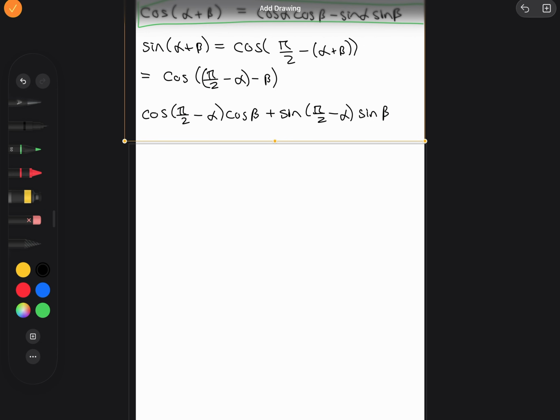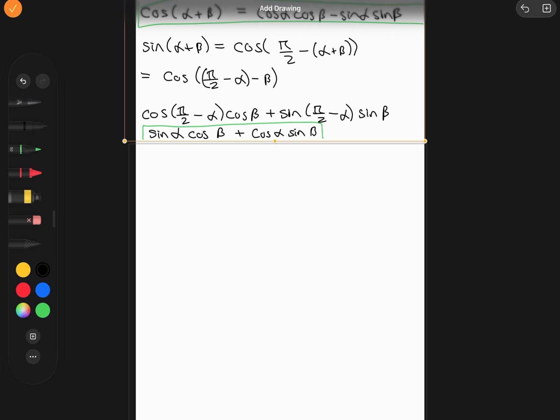And now what we can do is use the reduction formula again. This is just going to switch the function. So it'll be sine alpha cosine beta plus cosine alpha sine beta. And that's our third identity.